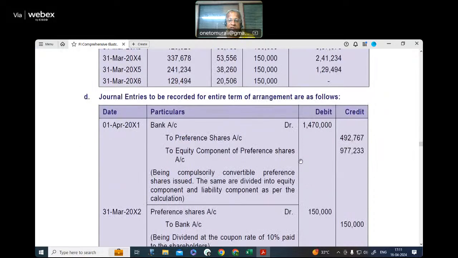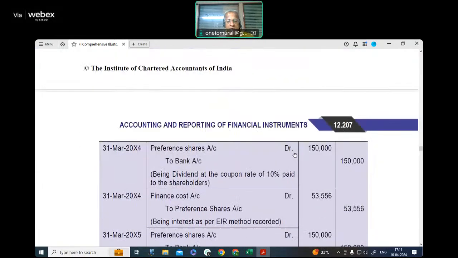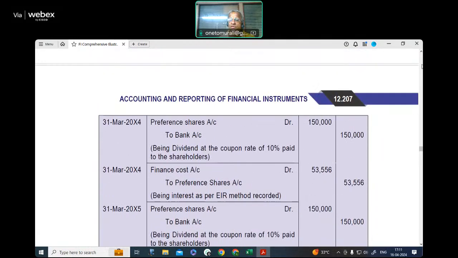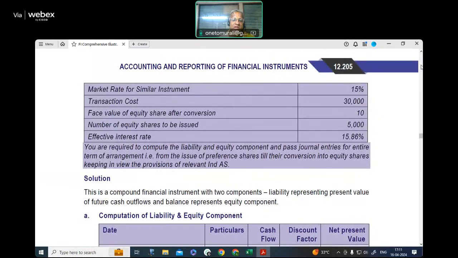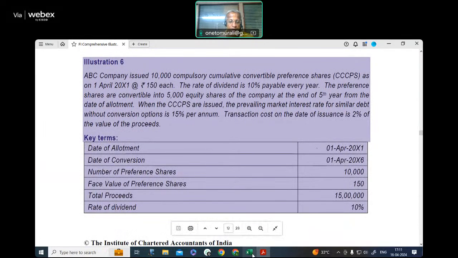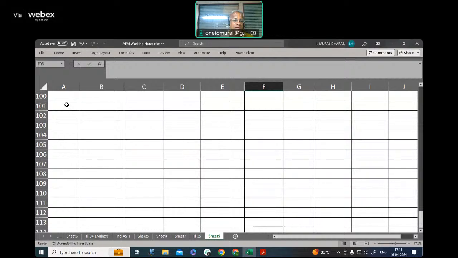And how the journal entries have got to be recorded. Mark this problem as very, very important. That is the reason why I told you similar looking problems will be very effective at this moment rather than cracking new problems. So it is illustration number 6.